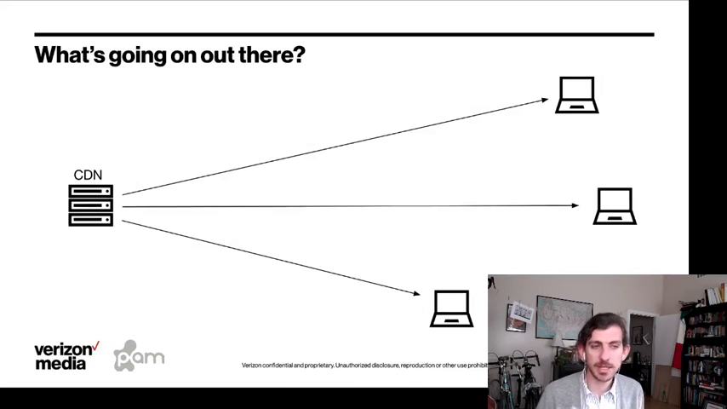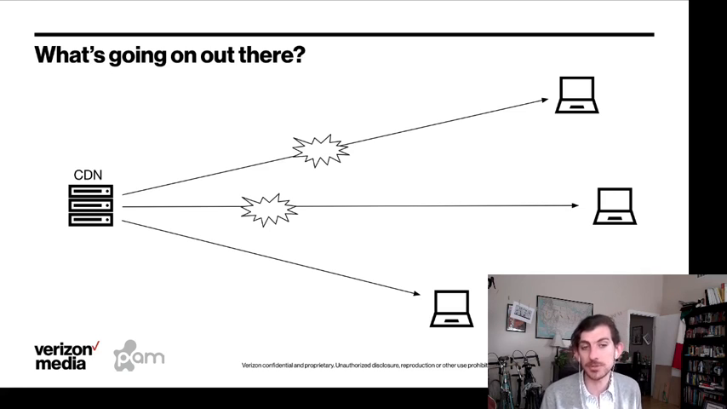One of the challenges in operating a content delivery network is understanding the paths between the CDN and its end users. These end users are sending requests to the CDN, who is then replying with content. But sometimes what happens is there are issues on the paths between the CDN and its users.